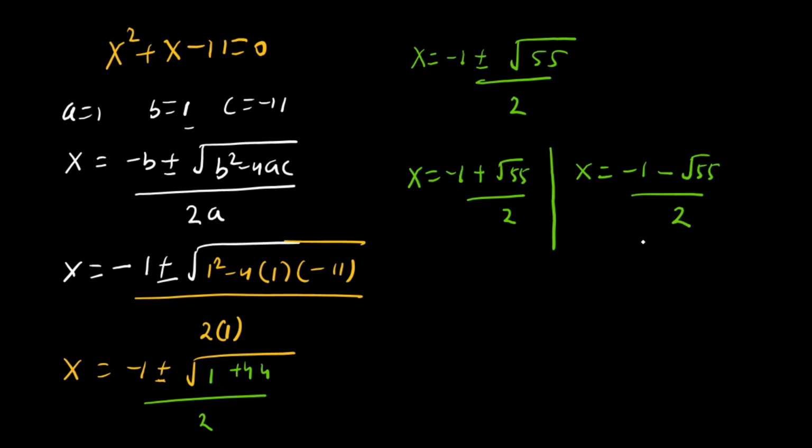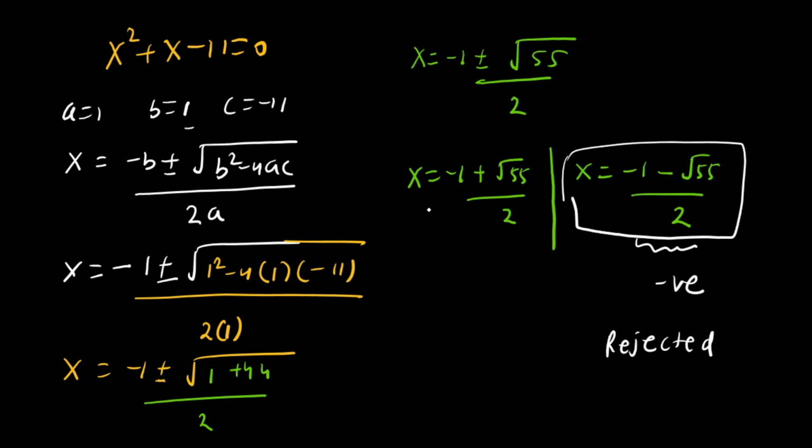Look carefully, this value of x is negative, and we know that x is a positive real number, so that's why this solution is rejected. This value of x is rejected. And here x is equal to minus 1 plus square root of 45 divided by 2. This value of x does not satisfy the given radical equation, so that's why this value of x is also rejected. Here our solution is only x is equal to 4. This is our final answer.